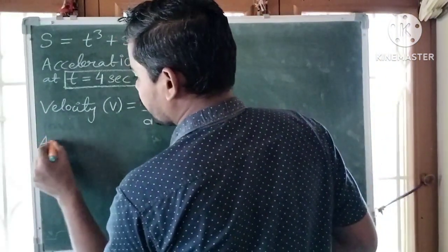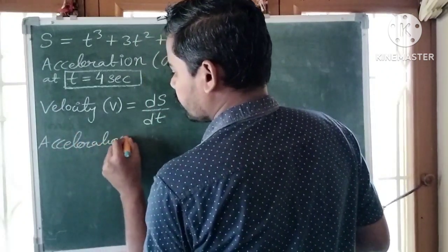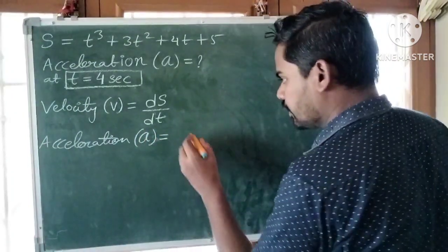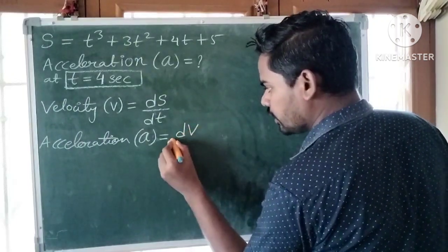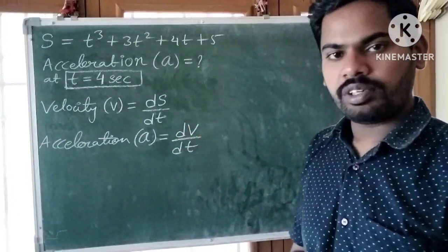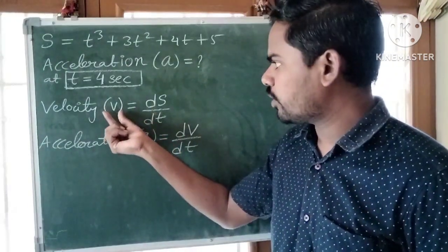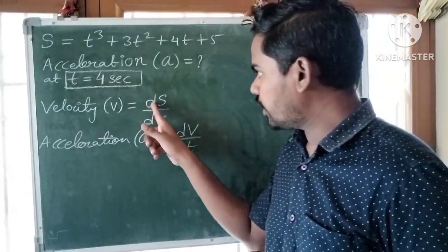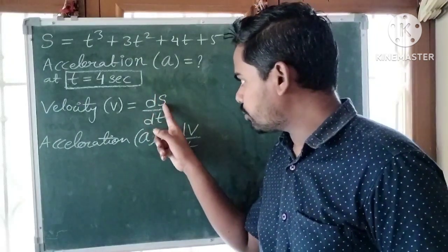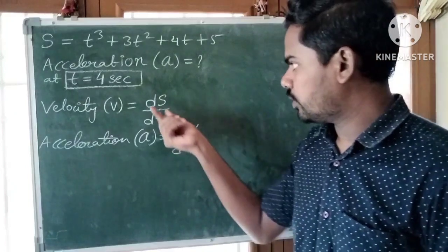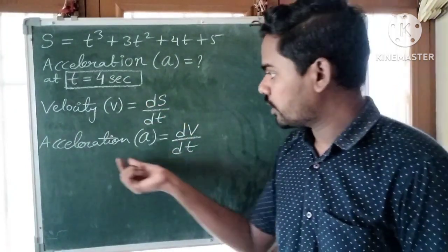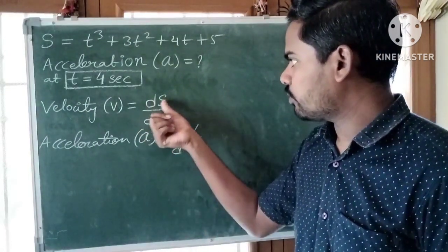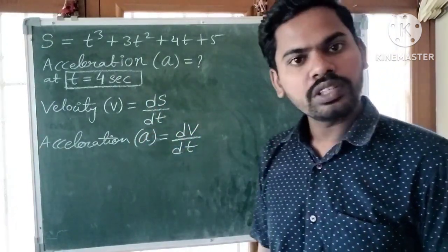Then what about acceleration? Acceleration a is equal to the rate of change of velocity with respect to time, dv/dt. So these are very important formulas: v = ds/dt and a = dv/dt. The d stands for derivative, so we have to apply derivatives here.